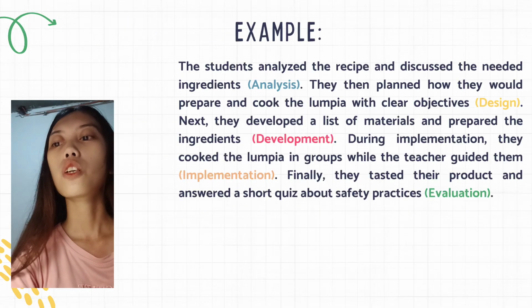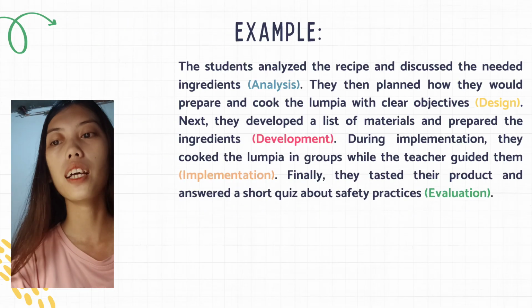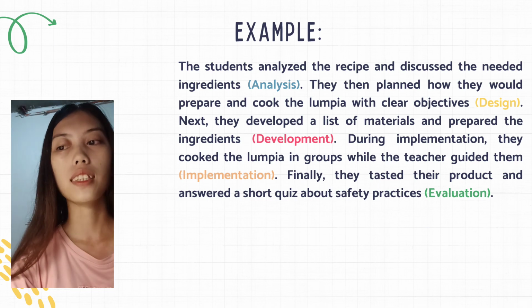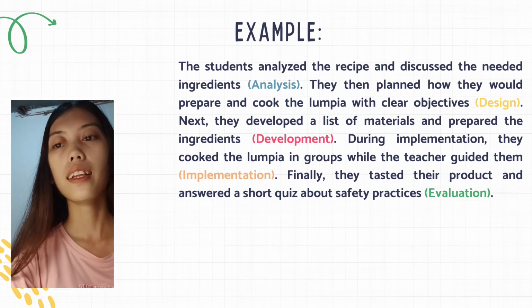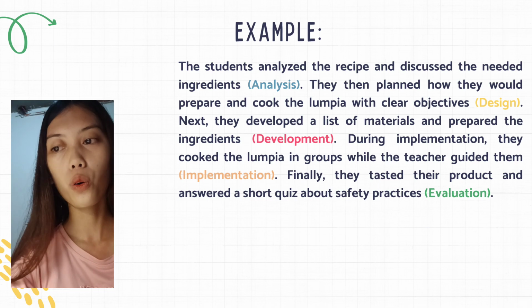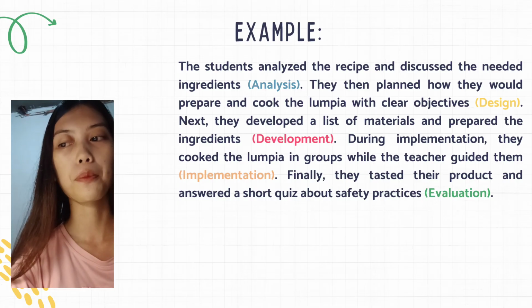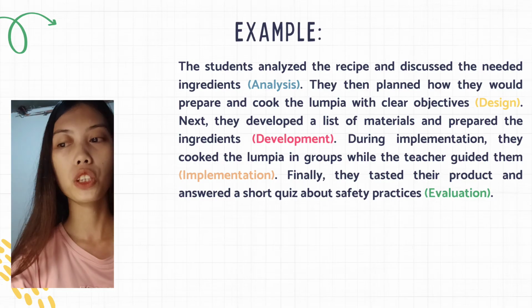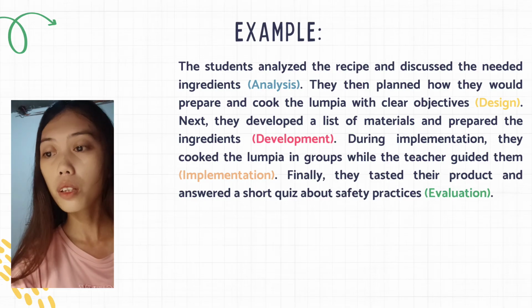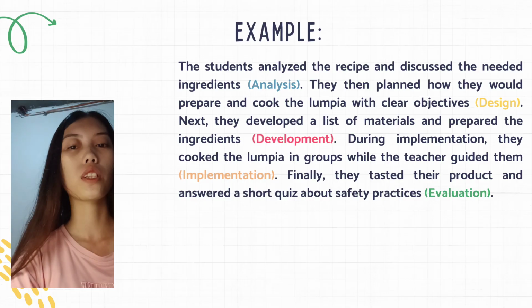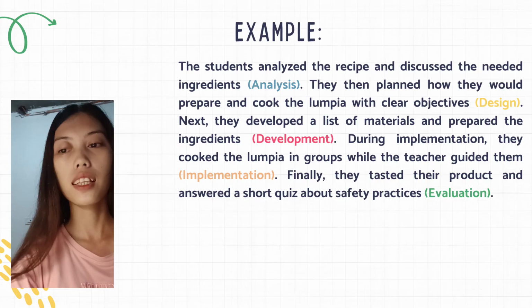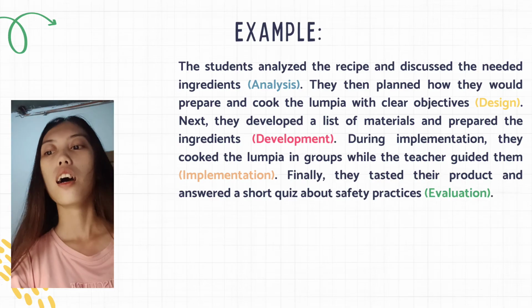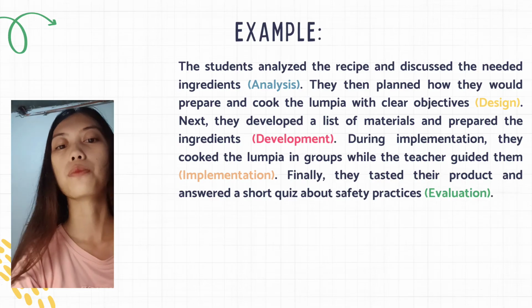So the example is, the students analyze the recipe and discuss the needed ingredients. So this is analysis. Then they plan how they would prepare and cook the lumpia with clear objectives, so that is design. Next, they develop a list of materials and prepare the ingredients. Then that is development. Then during implementation, they cook the lumpia by groups while the teachers guide them. Then finally, they test their product and answer a short quiz about safety practices, so that is evaluation.